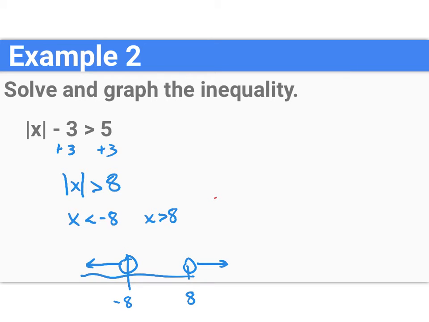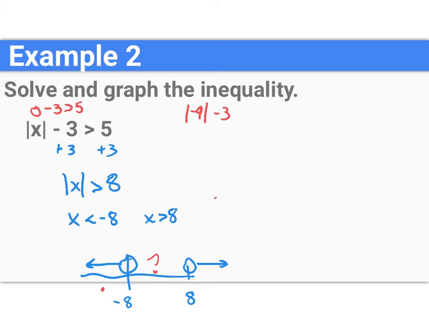So what does that mean? That means if we stick a number in between here, any number in between here won't work. So let's try 0. 0 minus 3 is not greater than 5. So that proves that. So let's try negative 9. The absolute value of negative 9, because it's over here.